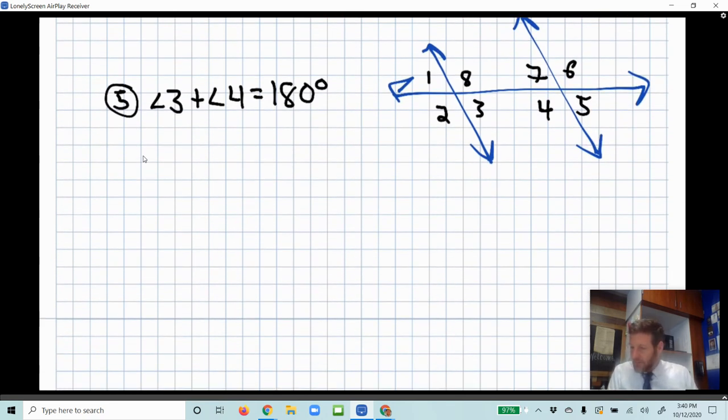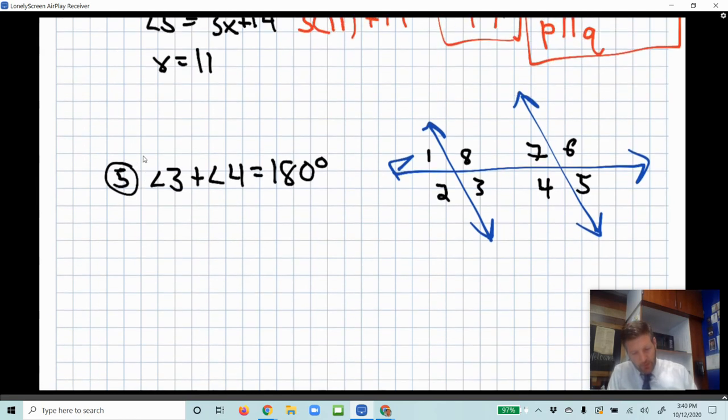Number 5, we're doing the same thing, except now we're trying to prove, I got to put the labels here, that line R is parallel to line S. And it tells me that 3 and 4 add up to 180. They're supplementary. Okay, does that make sense? Well, look at 3 and 4. What are they to each other? They're both interior of the two lines, and they're on the same side. So same side interior. Are same side interior angles supplementary?